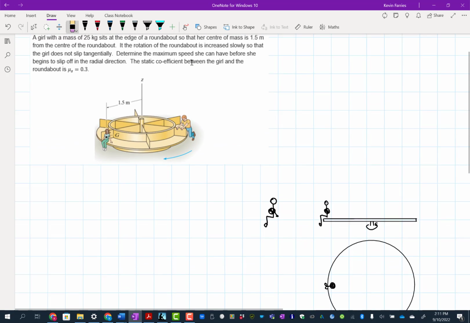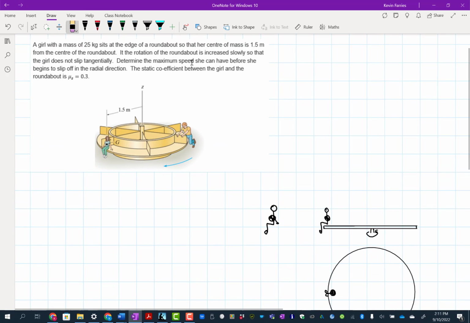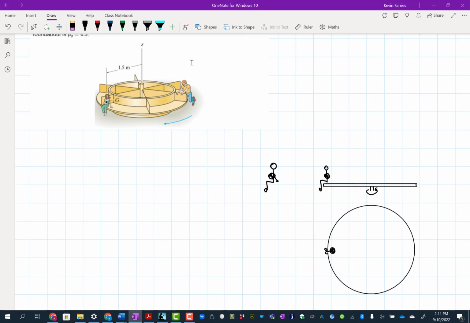They're just saying the guy increases the rotational speed of the roundabout slowly. So the tangential acceleration or velocity would be in this direction, and the radial acceleration would be this way. Radial forces would be that way. We're going to be interested in those, so it's probably easier to think of her as a section through the roundabout, sitting on the edge there, and then we can draw a free body diagram of what's going on here. So what have we got?